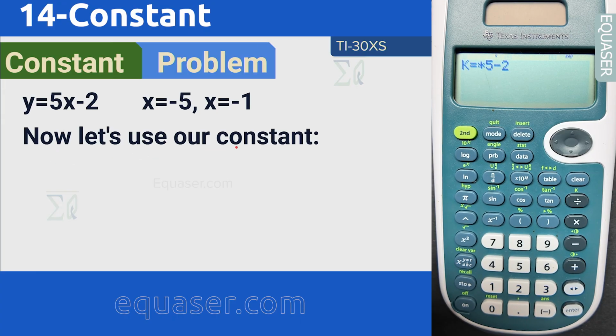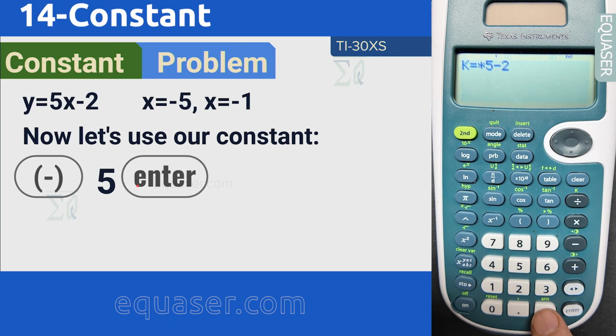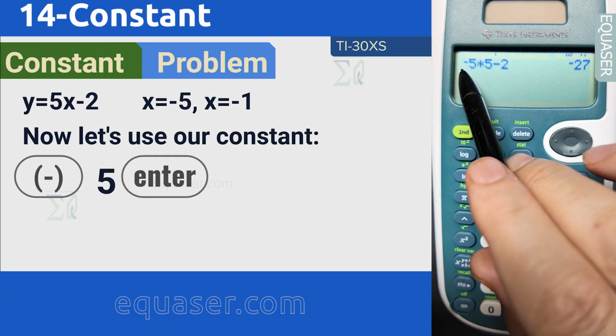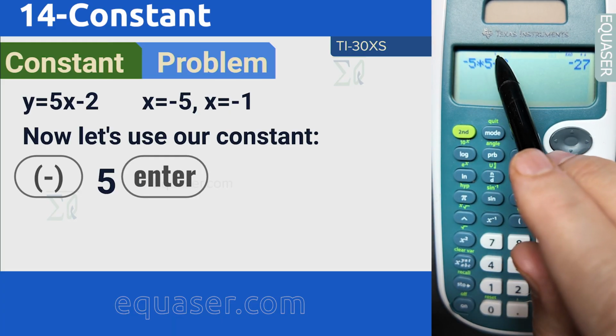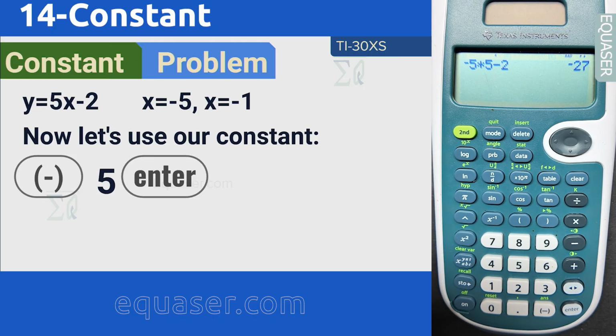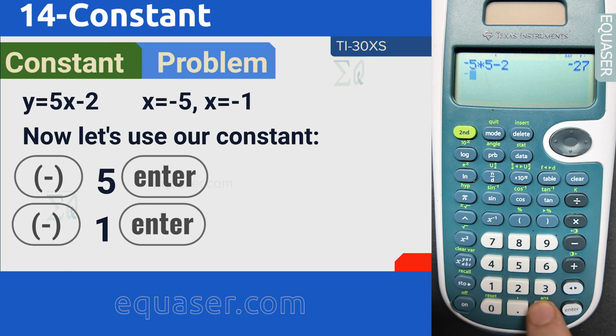Now let's use our constant: minus 5 and enter. It's minus 27, so minus 5 is our x times 5 minus 2. It's done. And again minus 1, and these values have been evaluated to be minus 27 and minus 7.